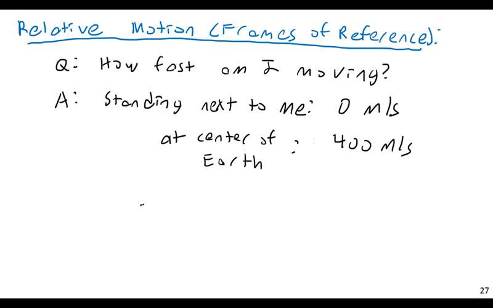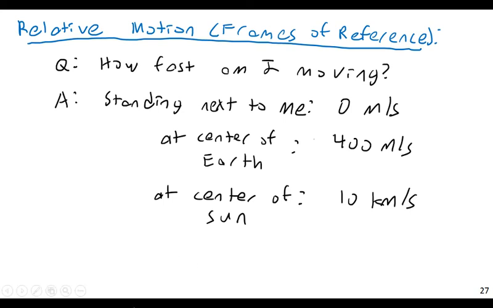Then if I ask someone standing at the center of the sun, well, there'll be a plasma, so they won't be doing much. But if they're standing at the center of the sun somehow, and they can somehow see me because magic, they'll say I'm going about, I believe, something on the order of 10 kilometers per second. But again, that's the right order of magnitude. It might be 12, it might be 14. I can't quite remember the figure off the top of my head for the velocity of the Earth relative to the sun. I'm sure we could Google it if we wanted to.